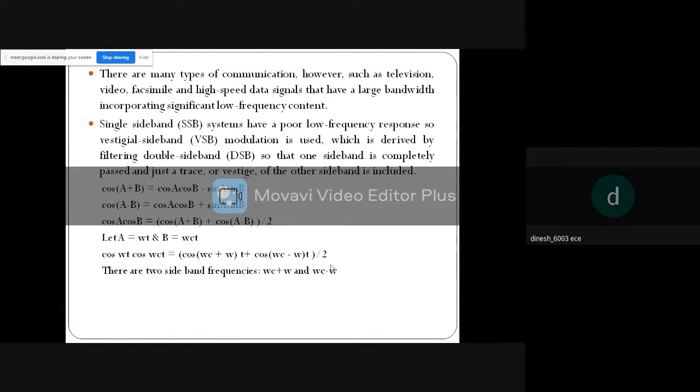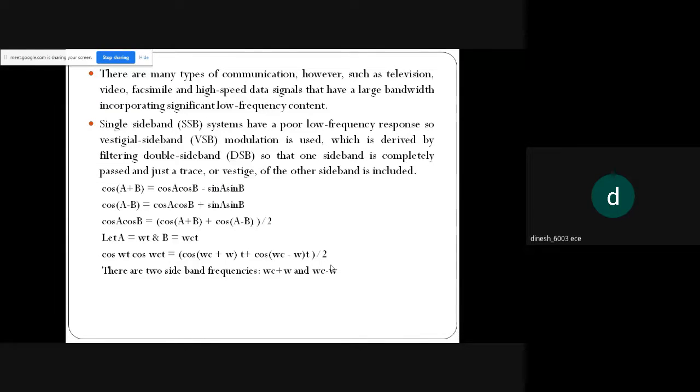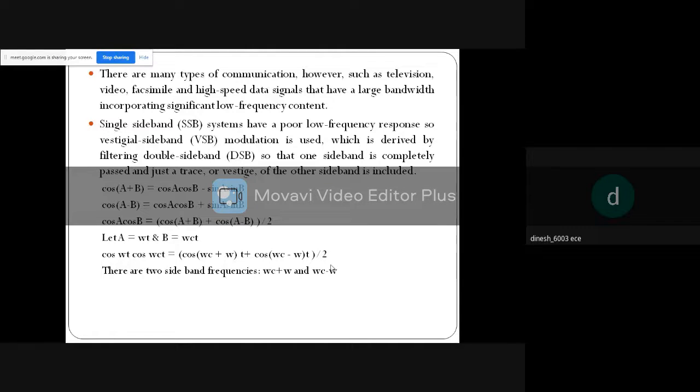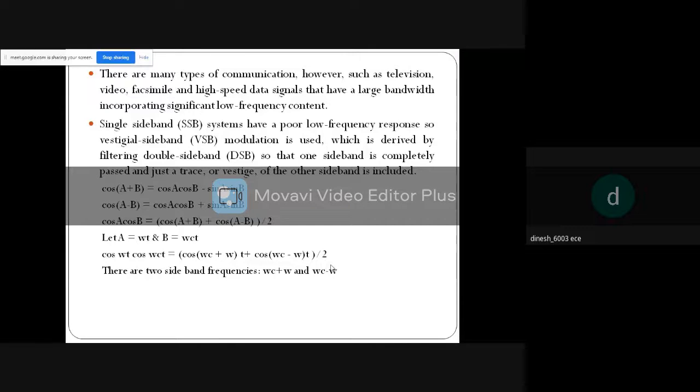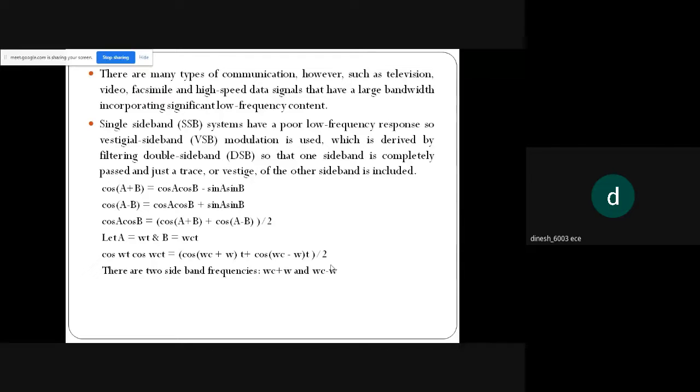There are many types of communication such as television, video, facsimile, and high speed data signals that have a larger bandwidth incorporating low frequency content. For this, the choice of single sideband systems will have a poor frequency response. So vestigial sideband modulation is used. Everyone is familiar with vestigial sideband modulation, which is derived from double sideband, DSB. In vestigial sideband only a part of the bandwidth is transmitted, having full occupation of the bandwidth signals.